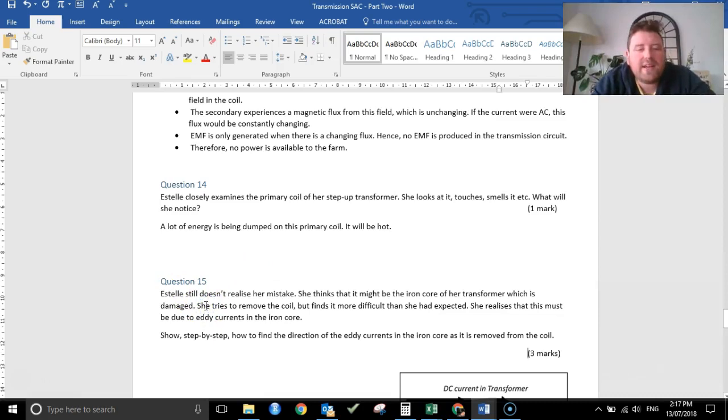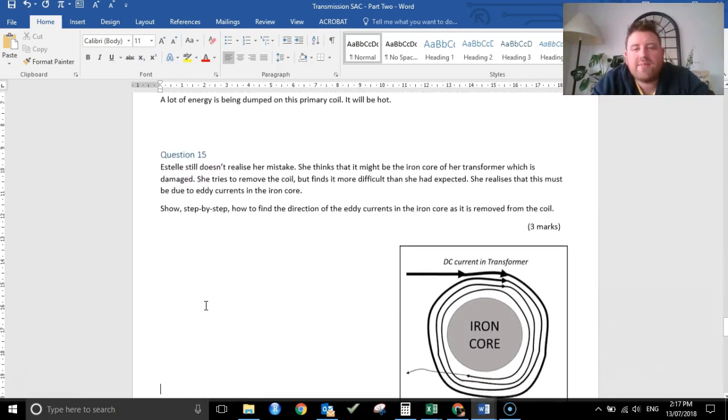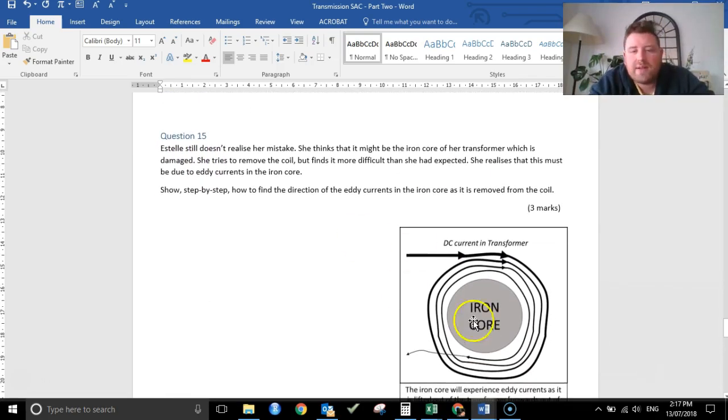Question 15. Estelle doesn't realize her mistake. She thinks it might be the iron core of a transformer, which is damaged. So she thinks that there's a problem with the transformer itself. She tries to remove the coil, but finds it more difficult than she'd expected. She realizes that this must be due to eddy currents in the iron core, which is correct. Show step by step how to find the direction of the eddy currents in the iron core as it's removed from the coil.